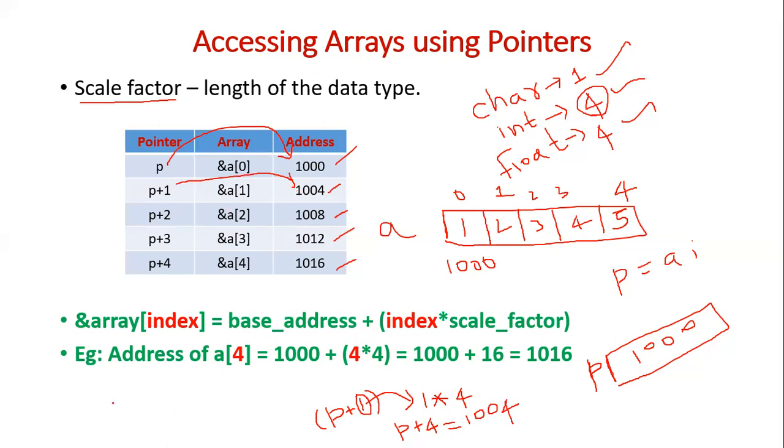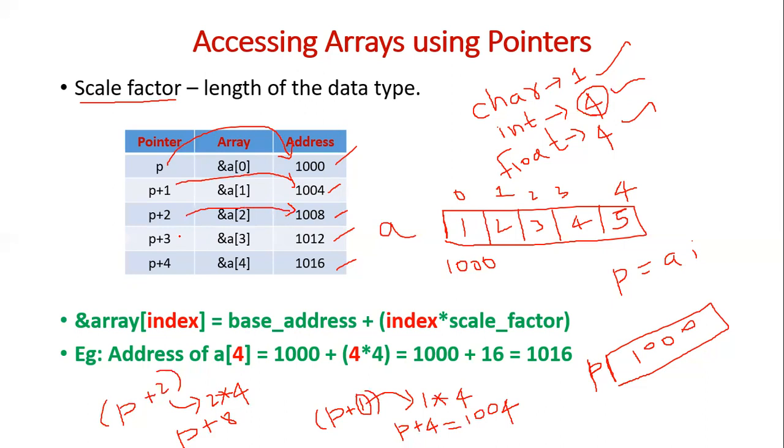Now what is P plus 2? You should do the same thing. It is not just 2. This 2 should be multiplied with the scale factor. So 2 into 4 becomes 8, so it is P plus 8. P is always 1000 because P always points to the base address. So 1000 plus 8 is 1008.